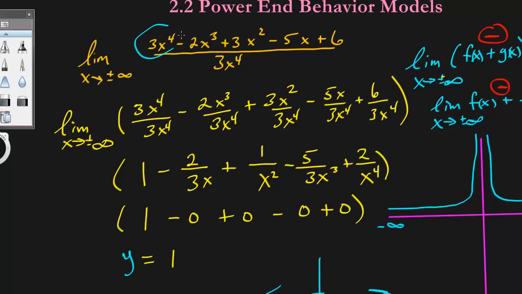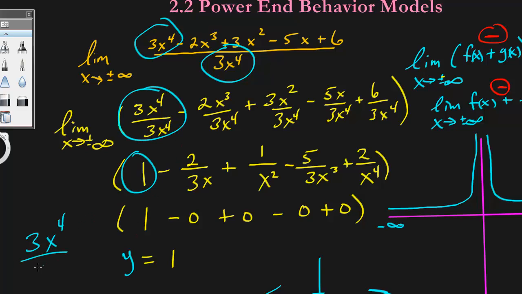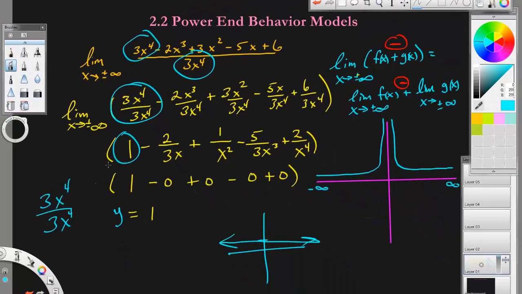So this behaves like 3x to the fourth over 3x to the fourth, which is 1. So evaluating these end behavior models is very simple. You just take the biggest one on top and the biggest one on the bottom and divide them and cancel stuff. And this would, of course, become 1. So it behaves like y equals 1.